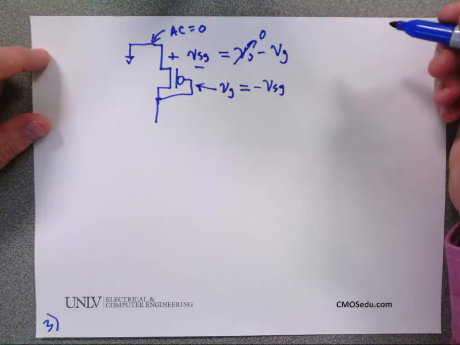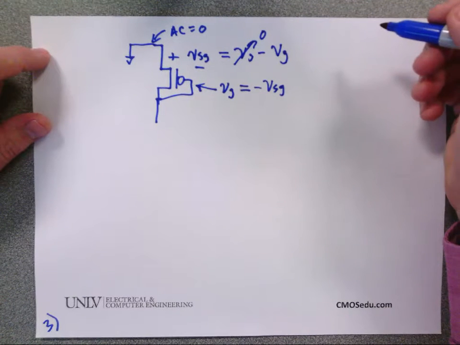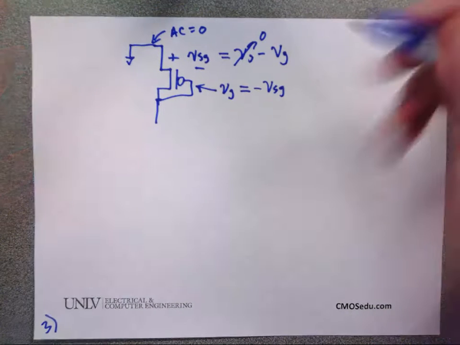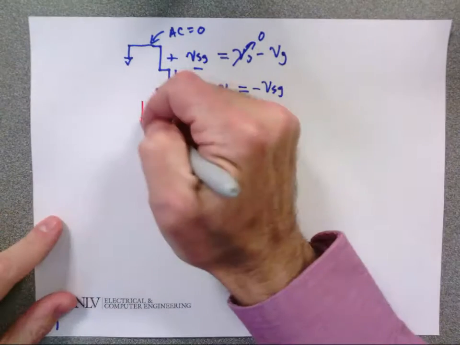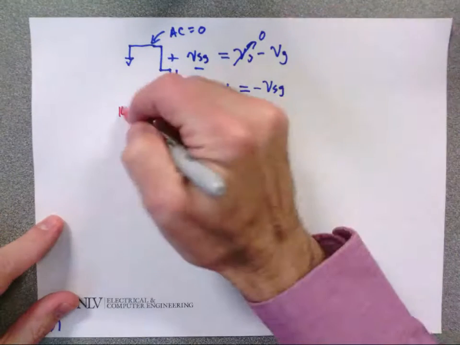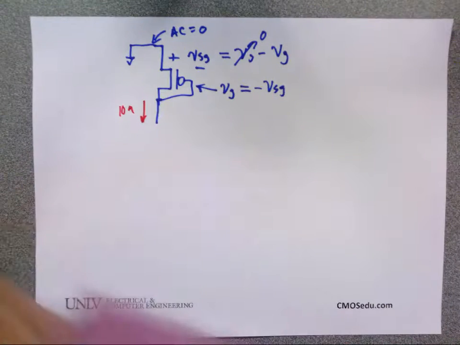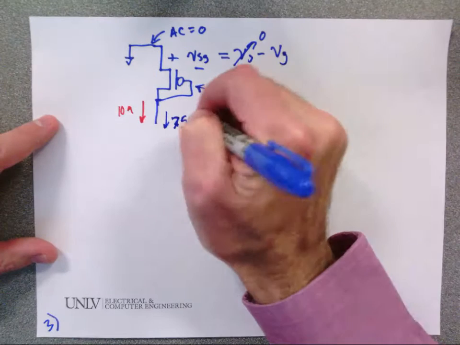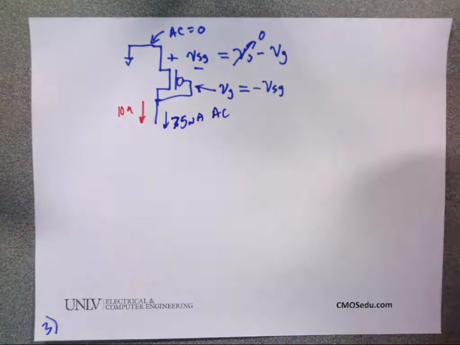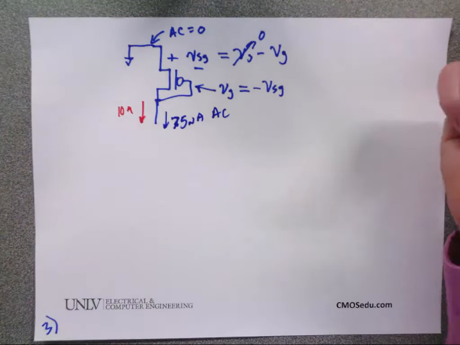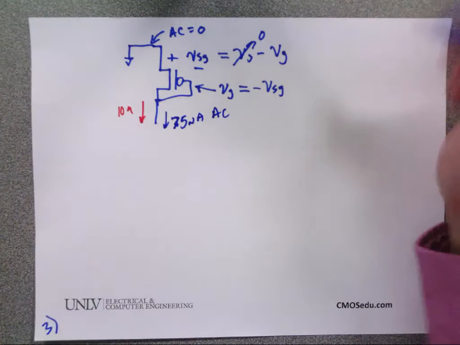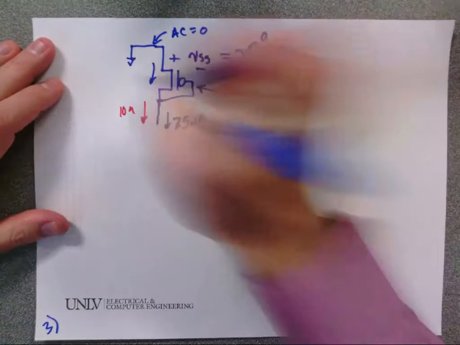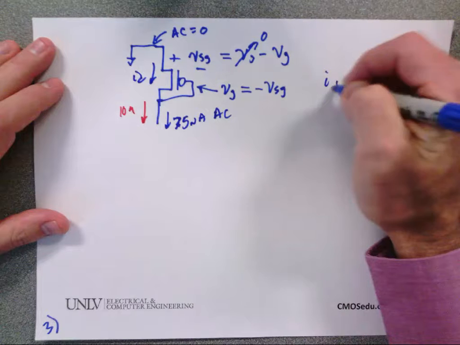Okay. So how do I proceed? Let me ask some questions. What's the DC current flowing through there? What's the AC current flowing through here? Any questions on that? Okay, so tell me what to do. What's the current? What do I call the current through the MOSFET? What variable name? So what's ID equal to here?